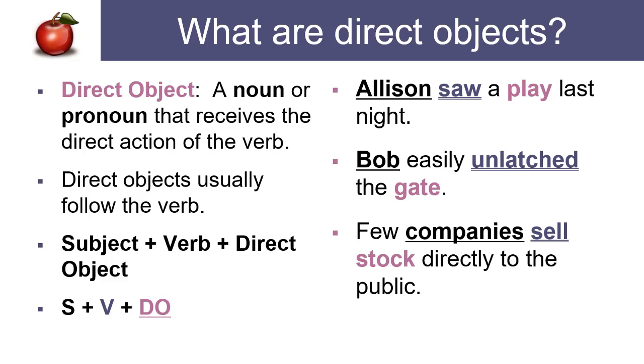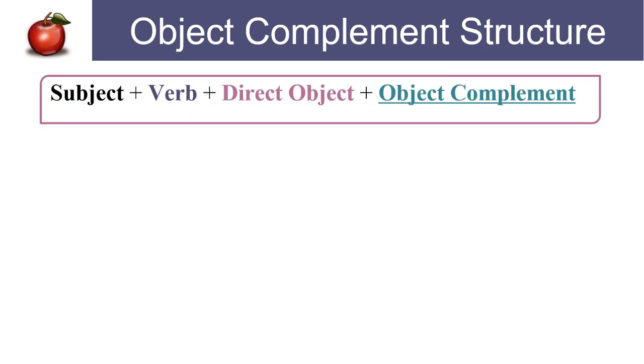So, in order to fully understand object complements, you really need to know how to identify direct objects in a sentence, because the object complement gives more information about the direct object, and the object complement comes after the direct object in a sentence. Okay, let's take a look at object complement structure. You have the subject, you have the verb, and you have the direct object. We just saw this in the previous screen. Now, let's add the object complement after the direct object.